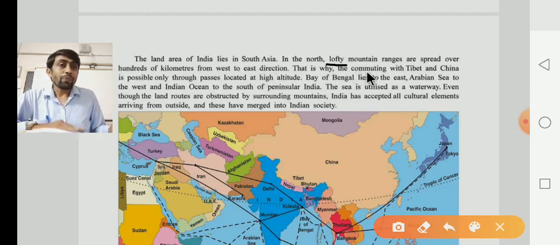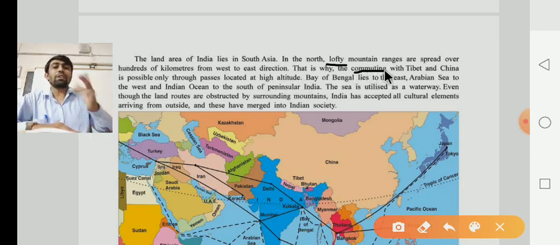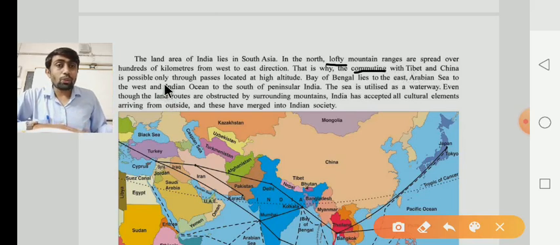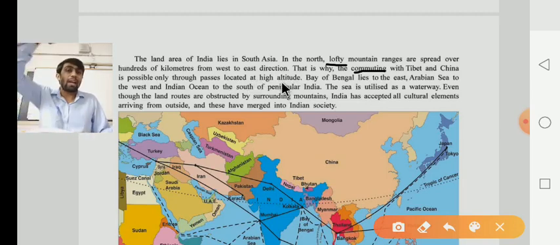That is why the commuting with Tibet and China is possible only through passes located at high altitude. That is why the commuting, it means आवन जावन. It means if you have to come to India, or go to Tibet or China, the transportation of any kind with Tibet and China is possible only through passes located at high altitude. Altitude, you know very well, means the height.